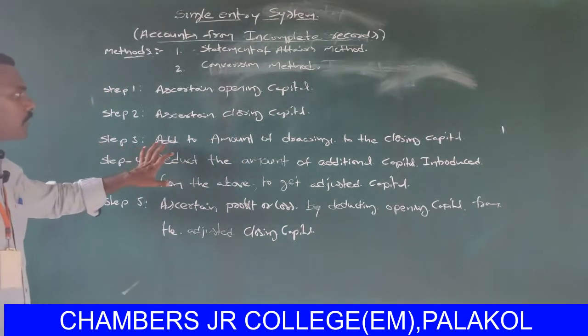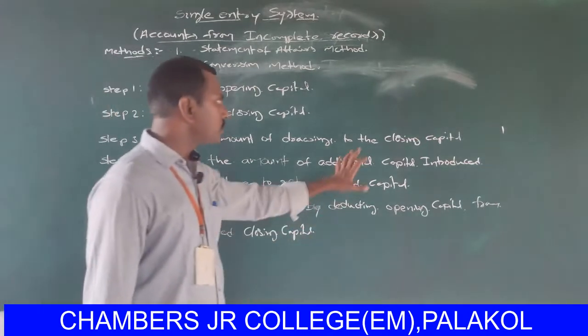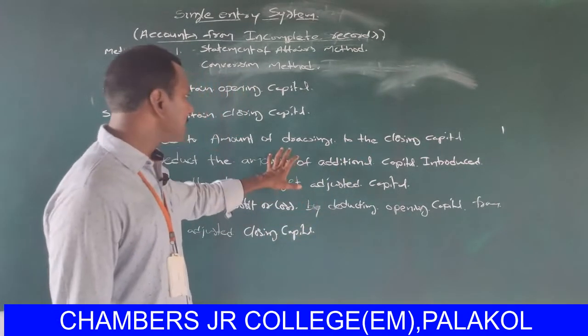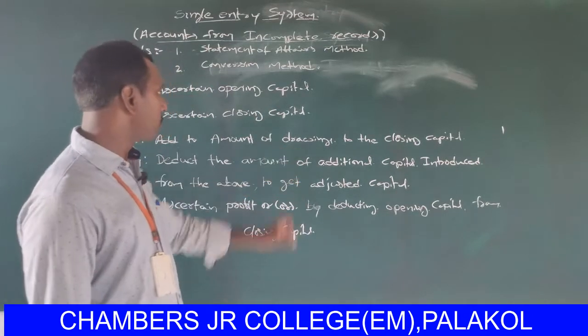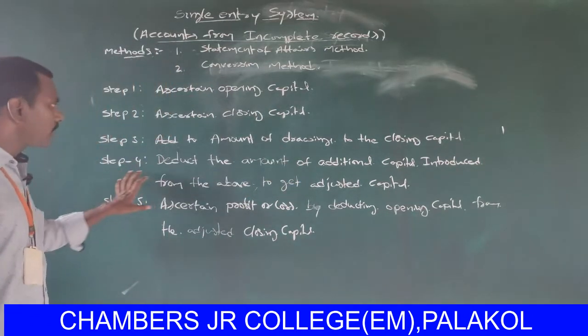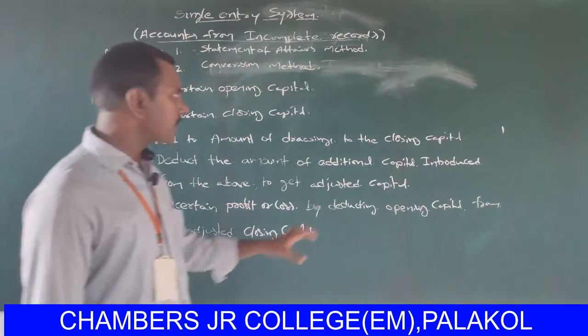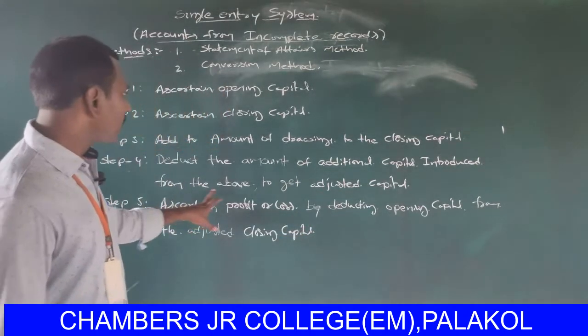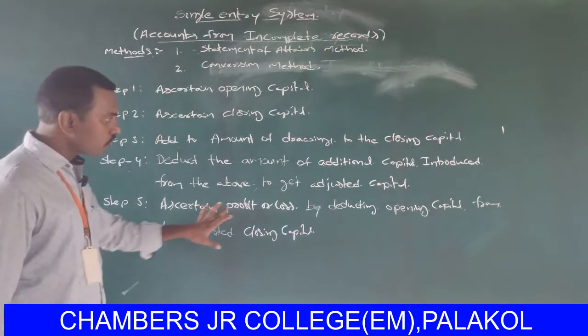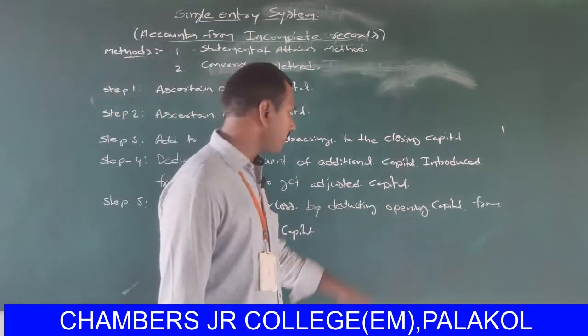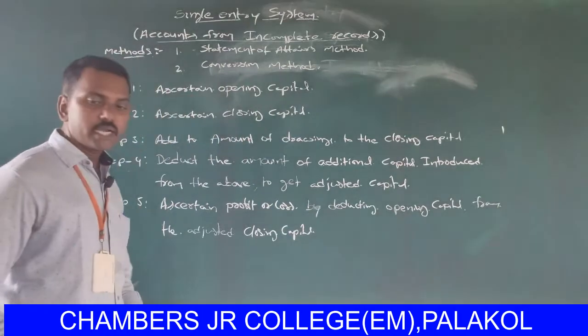Step 3, add the amount of drawings to the closing capital. Drawings means the owner's personal usage. Owner's personal usage is called drawings. Step 4, deduct the amount of additional capital introduced from the above to get the adjusted capital. And step 5, ascertain profit or loss by deducting opening capital from the adjusted capital.